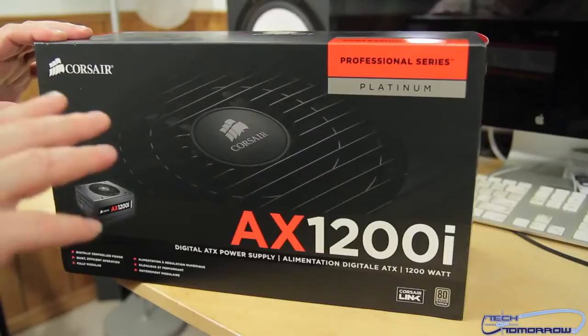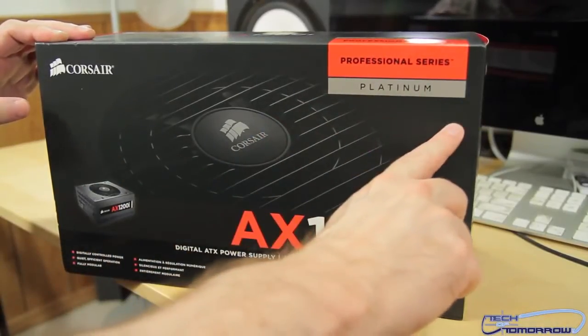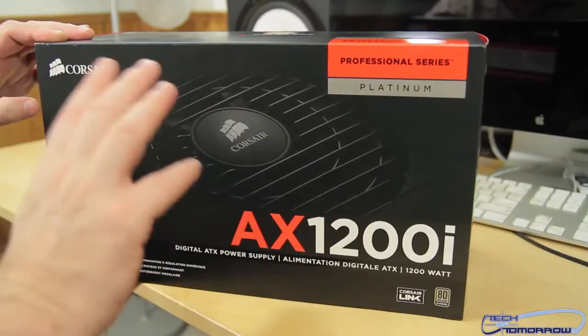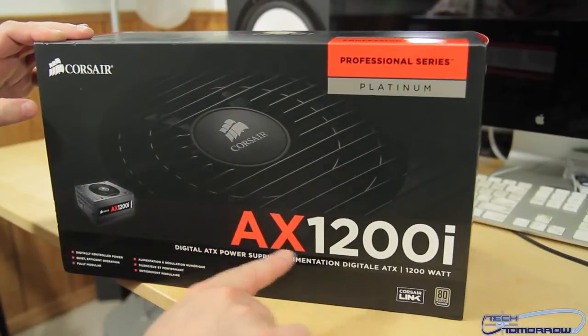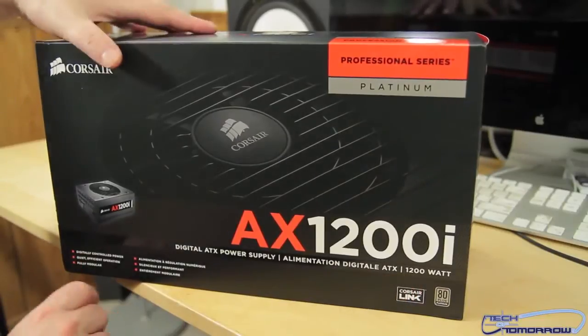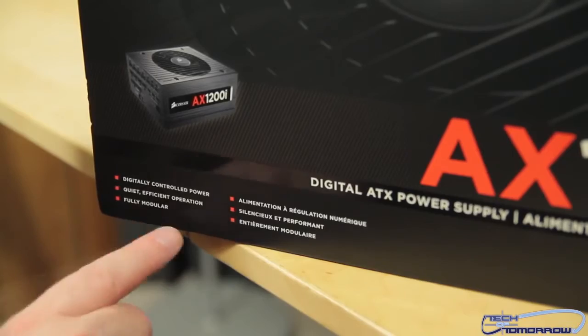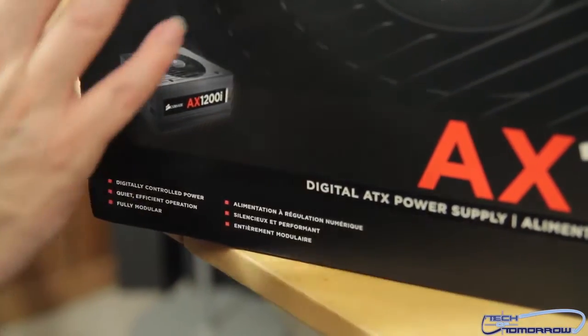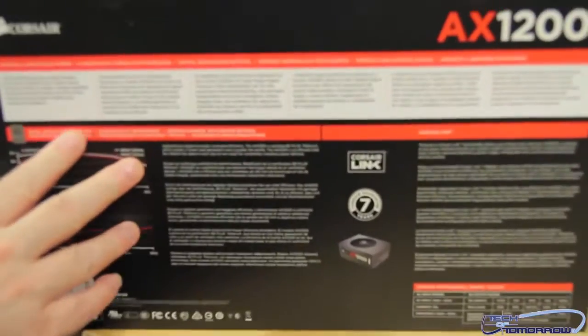All right, folks, so here we can see we have the Corsair Professional Series Platinum Edition, which means it's 80 plus platinum, the best you can actually get. Got the power supply right here, the nomenclature. Here's some of the features down here. Digitally controlled power, quiet, efficient operation, fully modular. I'll flip it around real quick just to let you guys see the back of the box. There's not really too much to the back of the box.